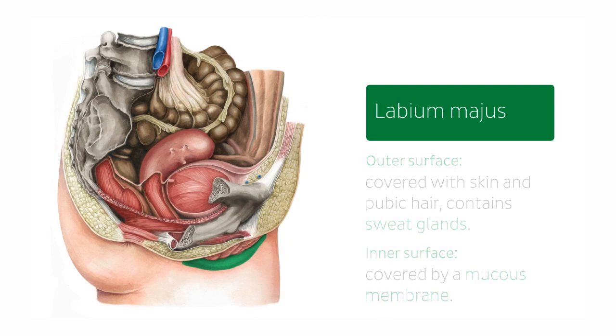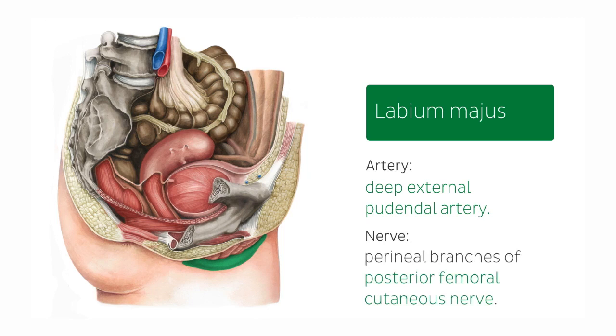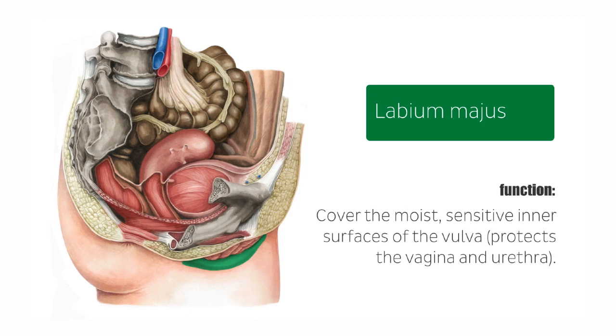In terms of the arteries related to the labia majora, we're going to be seeing the deep external pudendal artery. And in terms of nerves, we're going to be seeing the perineal branches of the posterior femoral cutaneous nerve. There is also a function associated with the labia majora. When standing or with closed legs, they usually entirely or partially cover the moist and sensitive inner surfaces of the vulva, which indirectly protects the vagina and urethra, much like the lips protect the mouth.